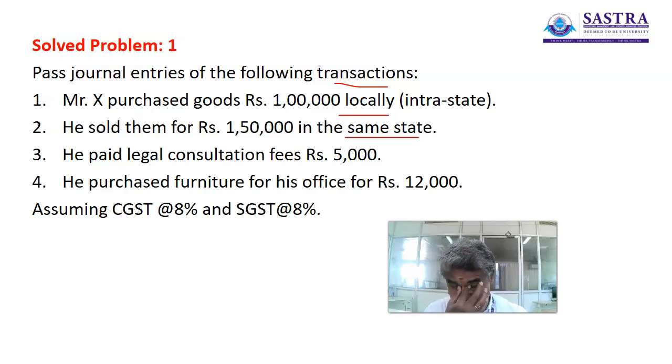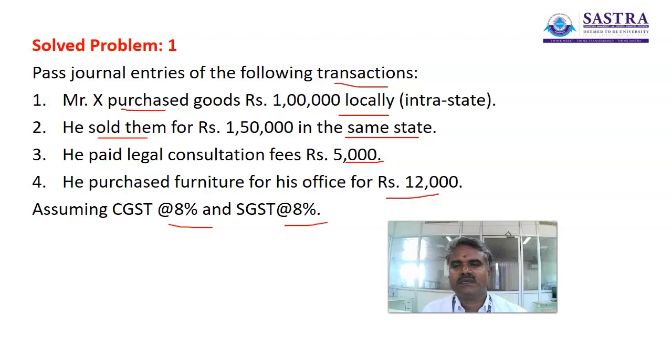Inward supplies is nothing but purchase. Outward supplies is nothing but sales. He paid legal concession fee. He purchased office furniture for 12,000. Assuming CGST 8%, SGST 8%. Suppose he has an interstate supply, you have to charge 8 plus 8, 16% IGST.